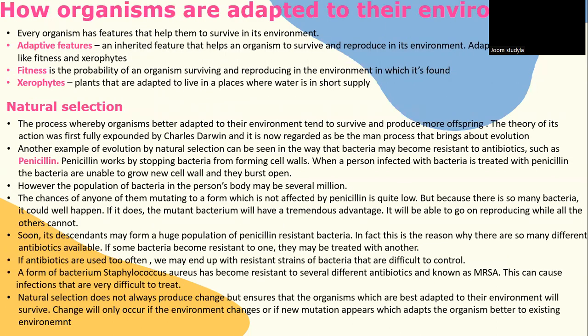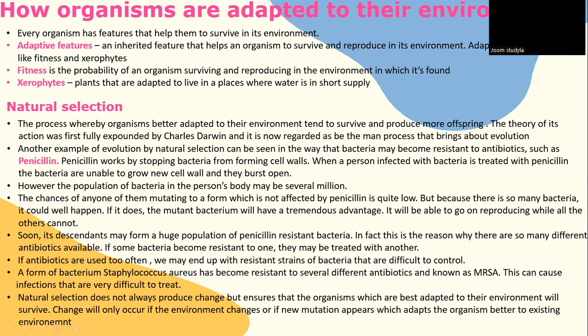How organisms are adapted to their environments. Every organism has features that help it to survive in its environment. An adaptive feature is an inherited feature that helps an organism to survive and reproduce in its environment. Adaptive features relate to fitness and xerophytes. Fitness is the probability of an organism surviving and reproducing in the environment in which it's found. A xerophyte is a plant that is adapted to live in places where water is in short supply.